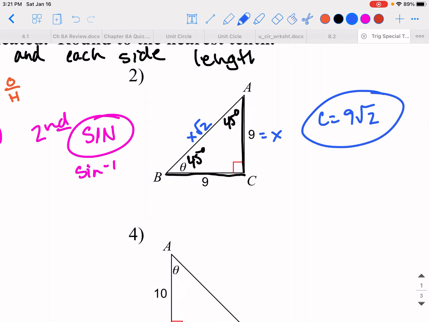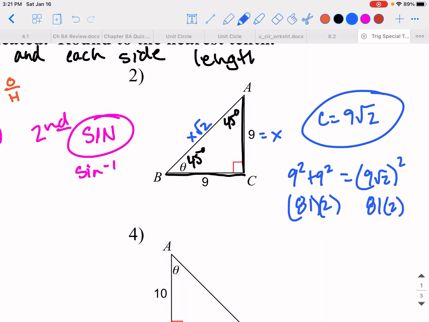And if you wanted to check it all out, you do 9 squared plus 9 squared and equal it to 9 square root of 2 squared. Well, you'll get 81 multiplied by 2, which is what this is, 81 doubled. Because this wouldn't be 81 multiplied by 2, and this is 81 plus 81, so same thing.